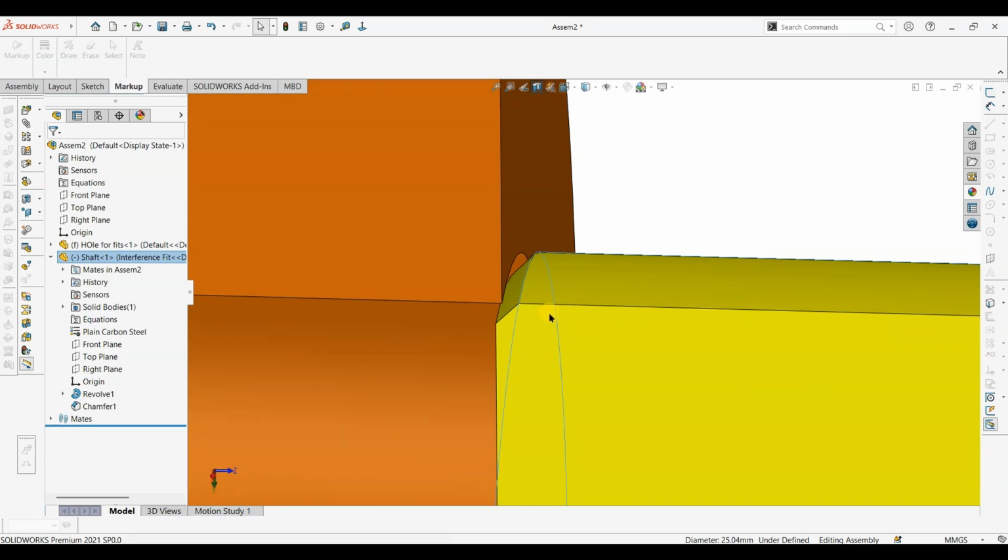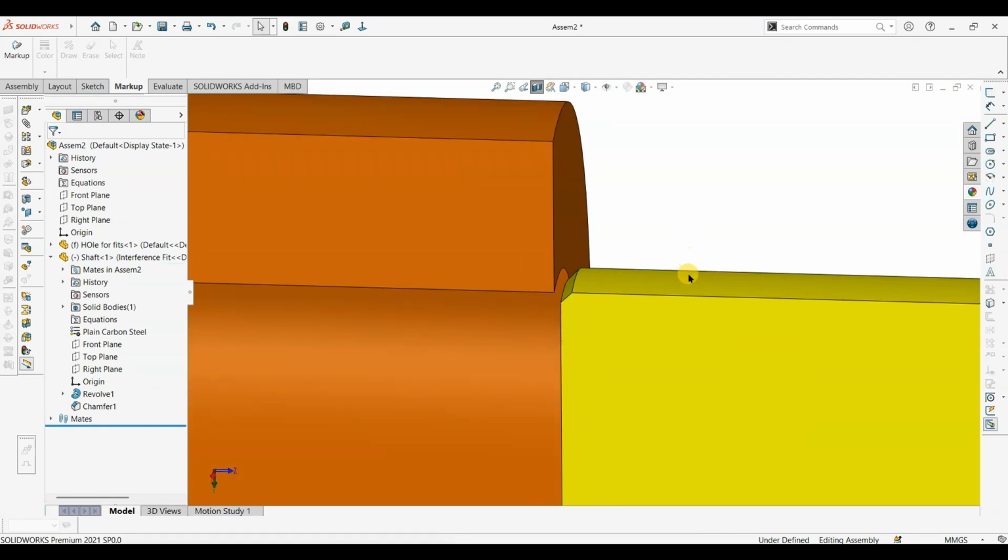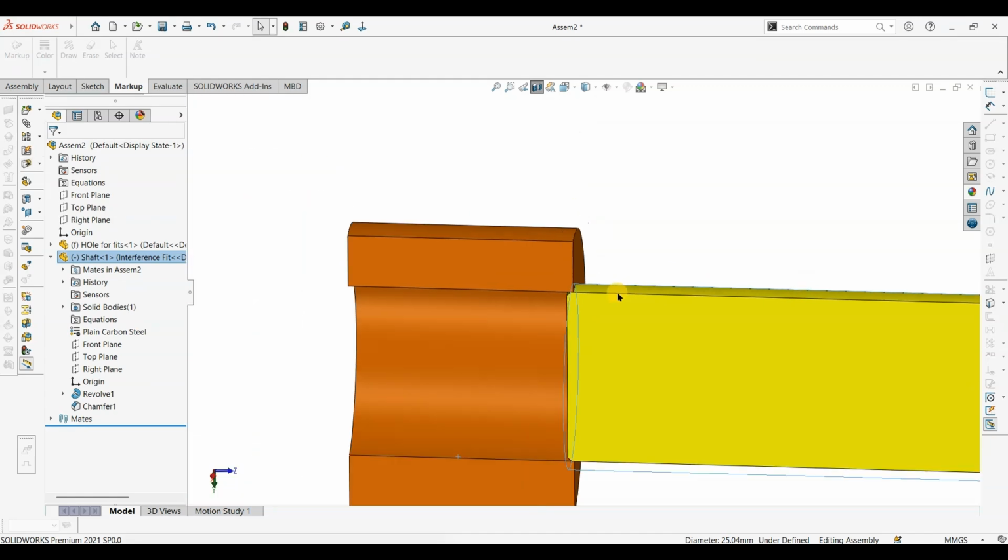Parts cannot be assembled by hand, and we require some amount of force. An example of interference fit is a bearing pressed onto the shaft. So simply you can remember, if force is required to assemble two parts, there is an interference fit.